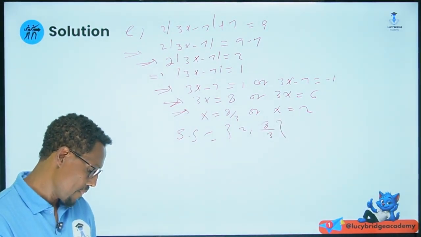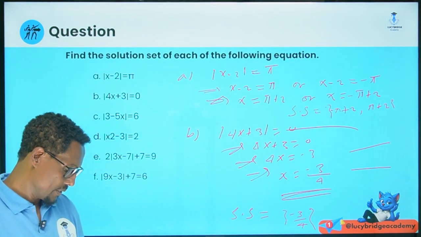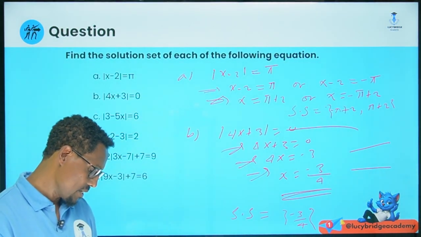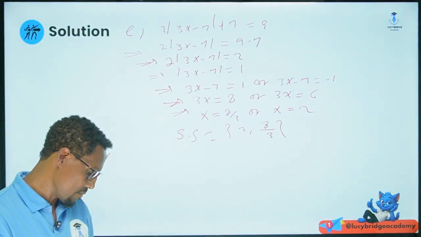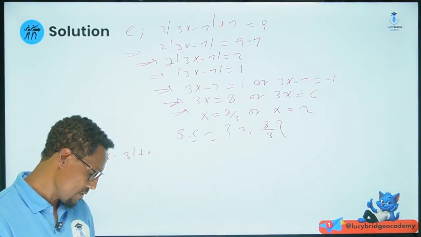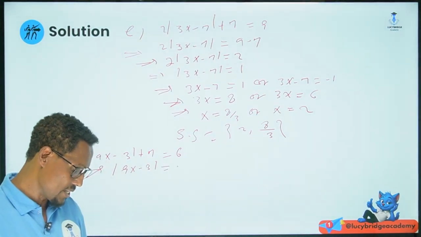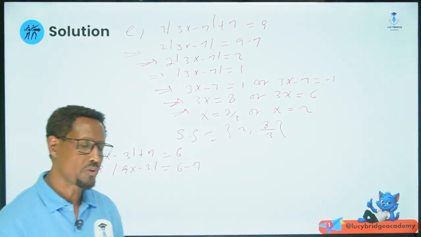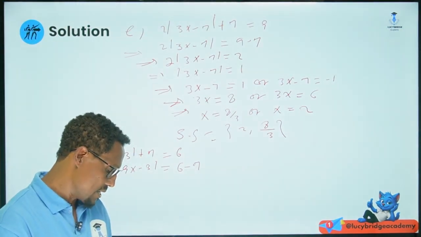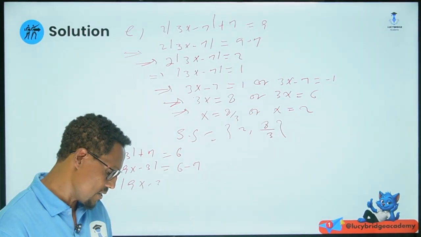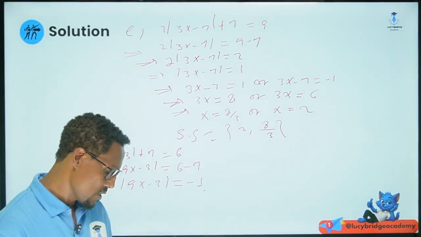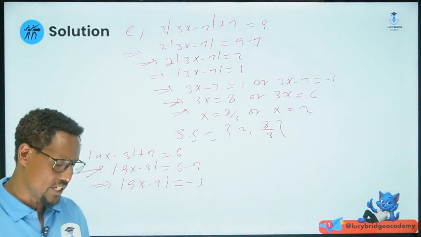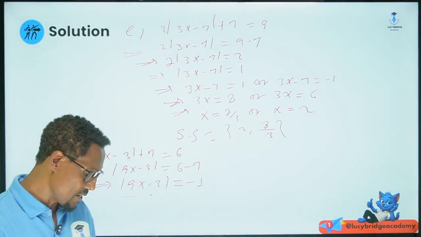F, the absolute value of 9x minus 3 plus 7 is equal to 6. This implies that the absolute value of 9x minus 3 is equal to 6 minus 7, just like collecting like terms, which implies that the absolute value of 9x minus 3 is equal to minus 1. Which is not correct.